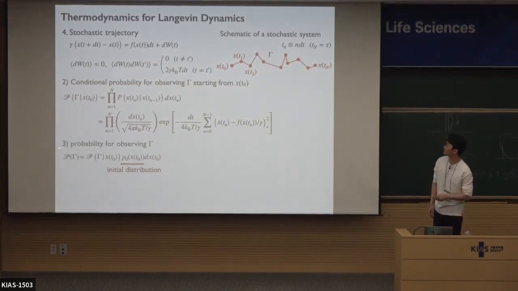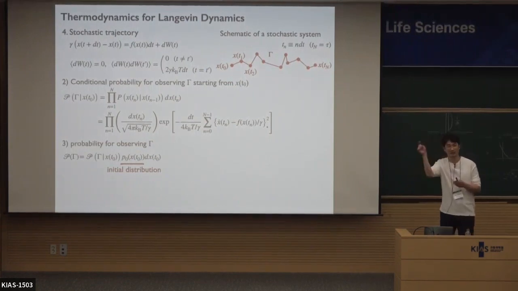So now the whole probability, actually, this is a conditional probability, which means the probability of the trajectory gamma, given that the initial state is x0. To calculate the whole probability for observing gamma, we have to multiply the initial probability. So we have to multiply the initial distribution here. So this is the whole probability for observing one single trajectory in the overdamped Langevin system.